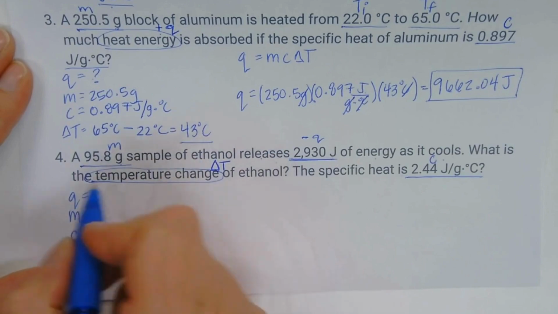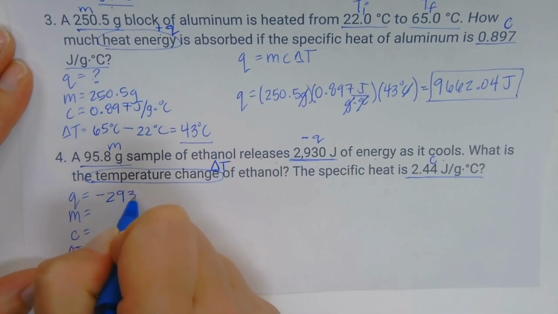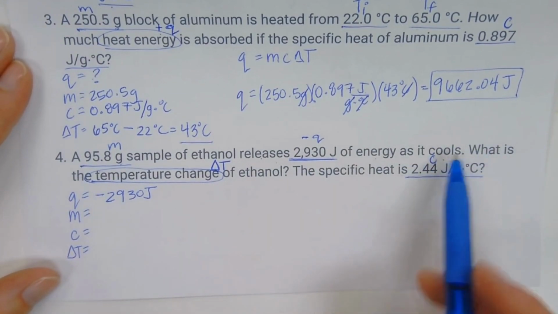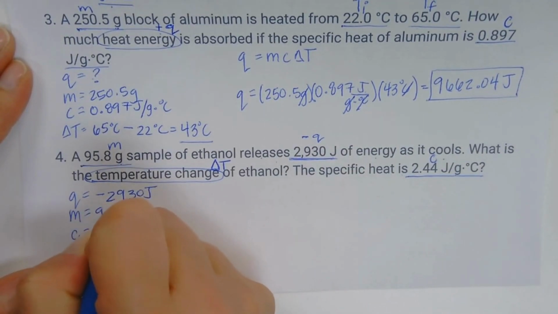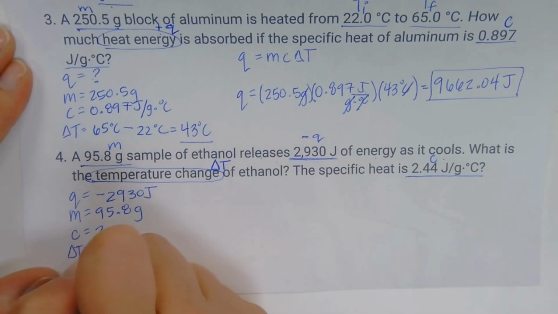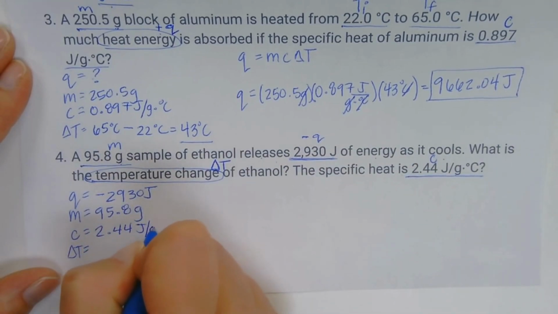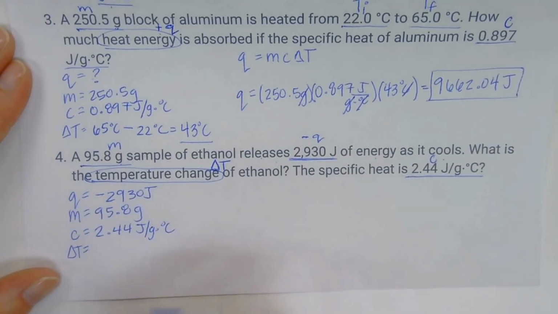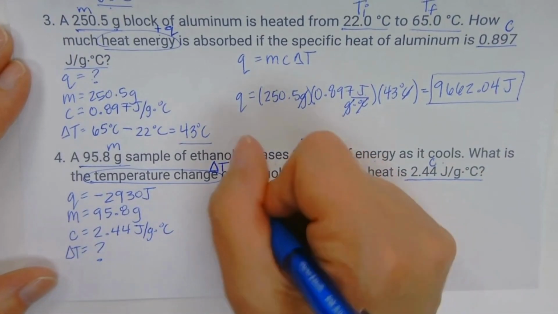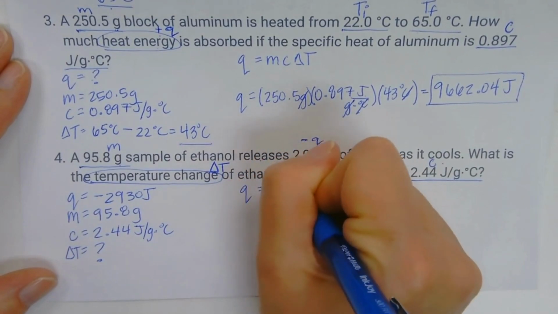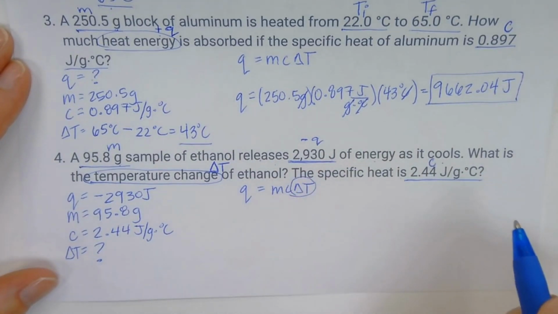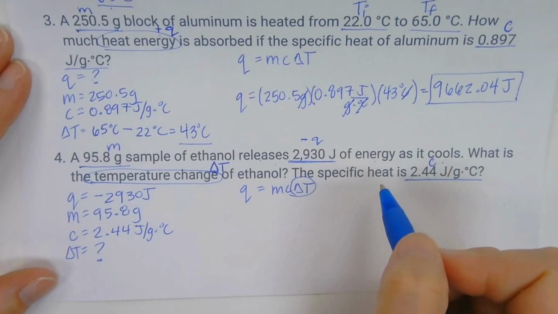Our Q is negative 2,930 joules. And I know it's negative because it's releasing and it's cooling down. Our mass is 95.8 grams. Our specific heat is 2.44 joules over grams times degrees Celsius. And then the delta T is the one we don't know because we're looking for that temperature change. So Q equals MC delta T. Now I'm going to try to get the delta T by itself. Okay, I'm going to isolate that variable because that's what I want to solve for.